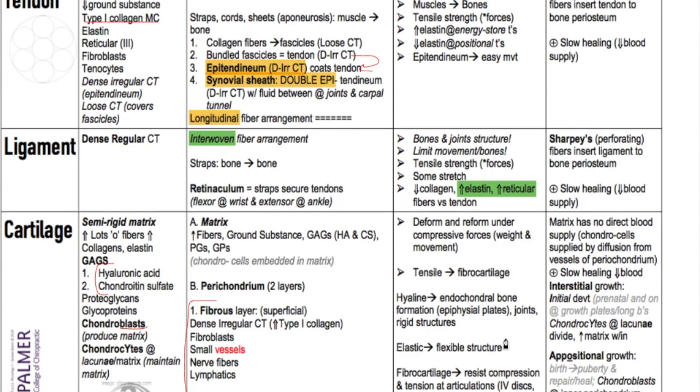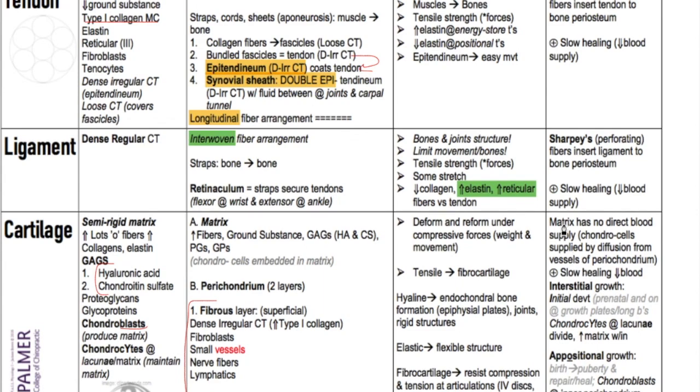And then elastic cartilage is going to be found in any type of flexible structure in the body, like the ear, okay, or the epiglottis. And fibrocartilage is going to be found in intervertebral discs and the pubic symphysis and various other articular discs in the body. So it's going to resist compression and tension at those places.